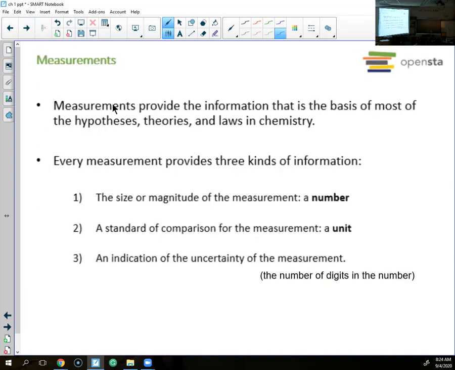Measurements provide the information that is the basis of most of the hypotheses, theories, and laws in chemistry. So we perform a lab or something, we take observations, and those observations are really measurements. Then we can come up with ideas based on that. Every measurement provides three kinds of information. One is the size or the magnitude of the measurement, and that's just simply the number that I write down. Next is a standard of comparison for the measurement. That means the unit.